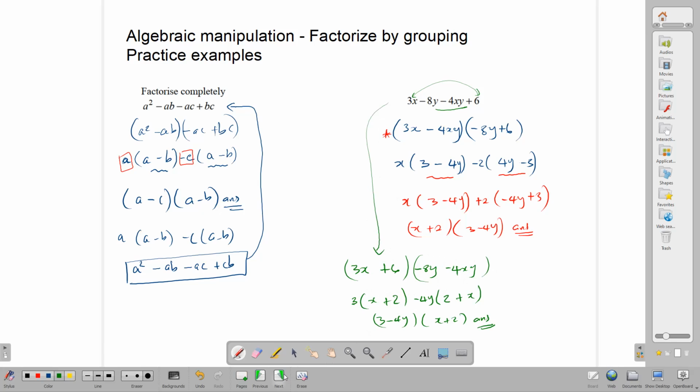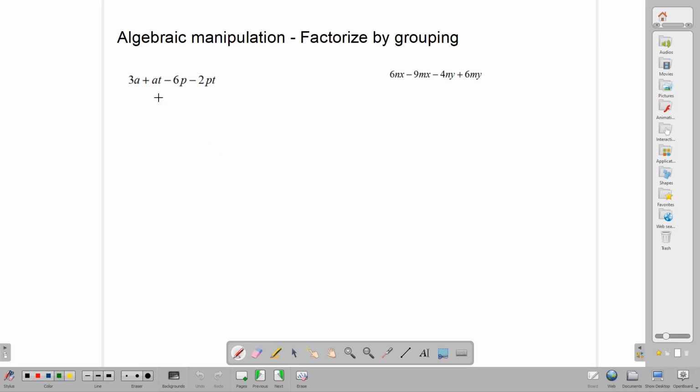Let's look at 2 more examples. In this question, we have 3a plus at minus 6b minus 2pt. And this one looks nice and ready, so we'll just go ahead and work it out. So we put these two together, and we put those two together. The common factor here is a, so we factor out our a. We divide 3a by a, which gives us a 3. And at divided by a gives us a t. So we have 3 plus t. For this bracket, we can divide by minus 2p.